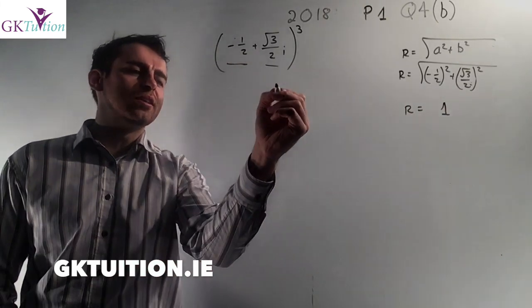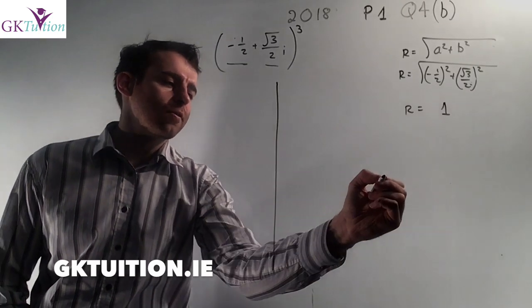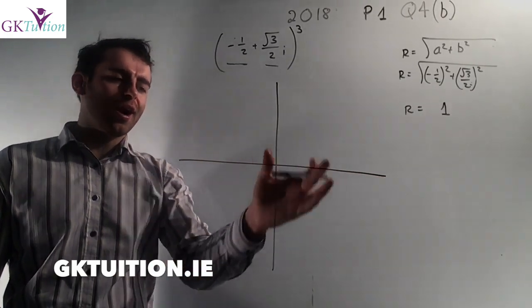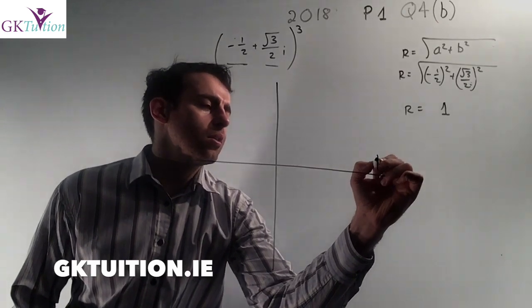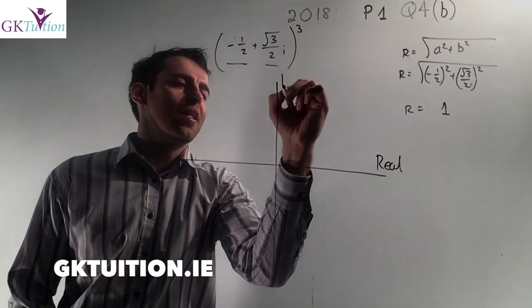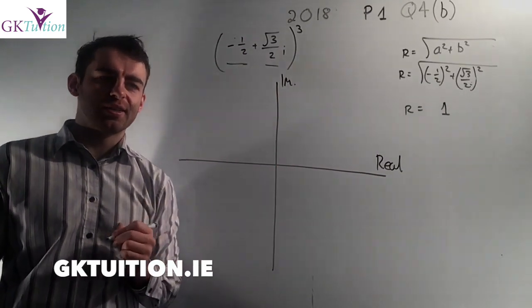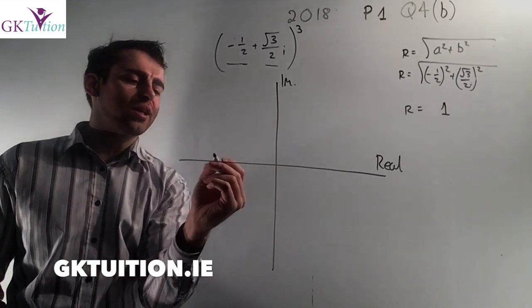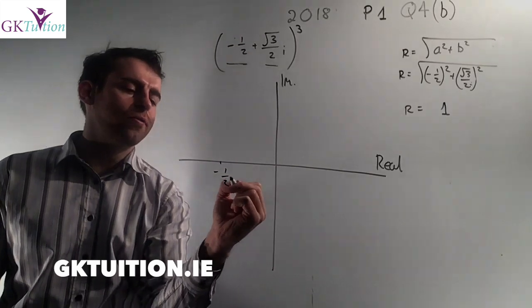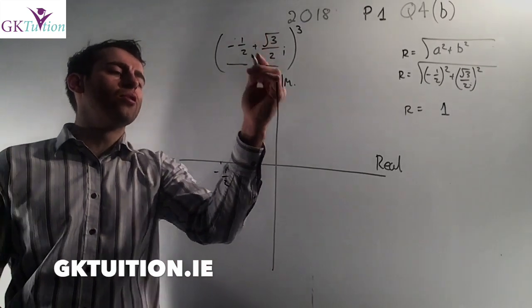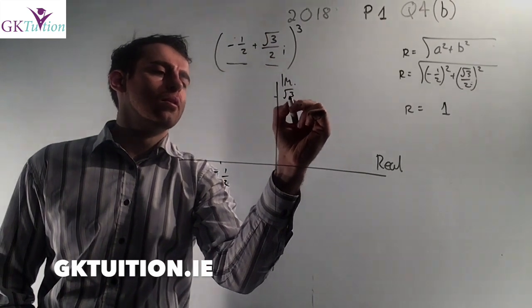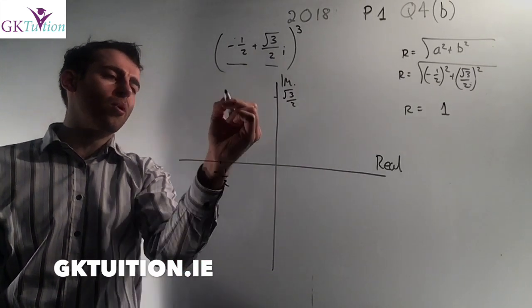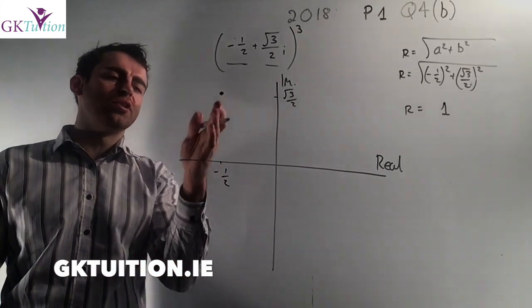The second thing we need to find is the argument. And in order to find the argument, we're going to draw an Argand diagram, where the horizontal line is the real axis and the vertical line is the imaginary axis. And we're going to plot our point. Our point here is the real part minus a half, so let's say it's roughly out here, and the imaginary number is root 3 over 2.